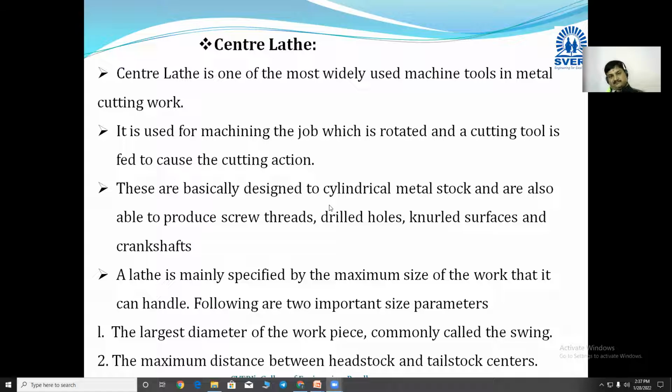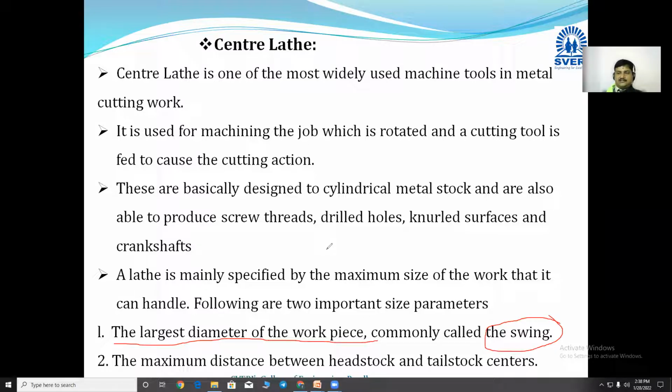Center lathe introduction. This point is very much important. The largest diameter of the workpiece, it is known by the swing.